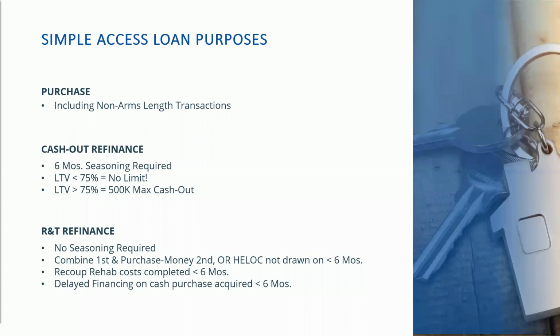Rate and term refinance, there's no seasoning required. Of course, we can combine a purchase money second or a HELOC into that first. Also, we can recoup an extensive rehabilitation project that happened within the last 6 months, or if they purchased in cash in the last 6 months and they want to recoup some of those funds. So delayed financing, and those are all considered rate and term.